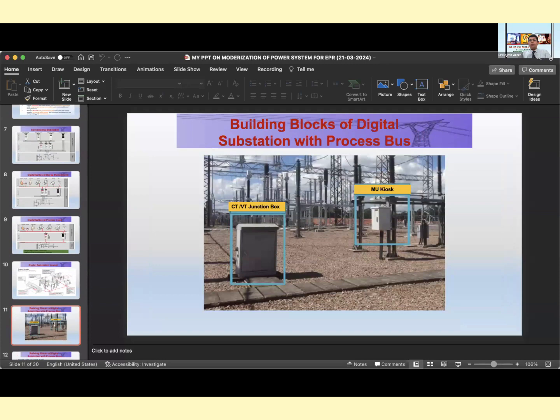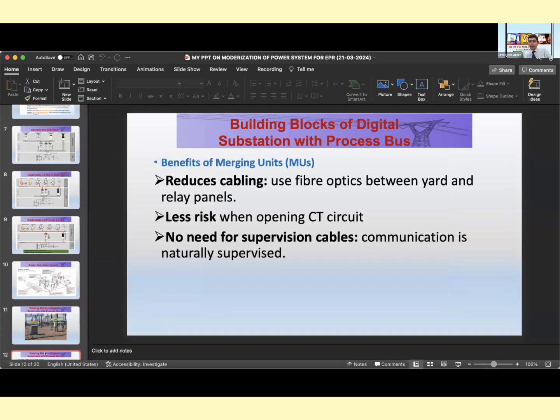It's the actual picture where all merging units are installed in my switchyard with CT and PT. Coming to the reasons for doing all these things: when I am using the merging units, it reduces my cabling. When it is reducing the cabling, it reduces the risk involved. There is no need for supervision cable at all.